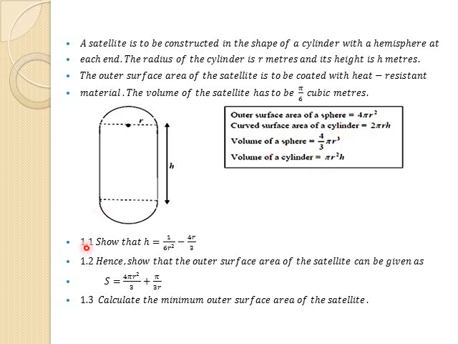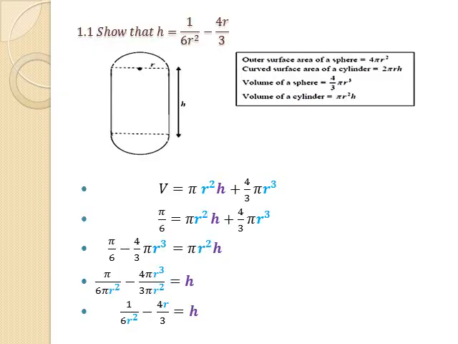cylinder. So 1.1: show that h equals 1 over 6r squared minus 4r over 3. 1.2: show that the outer surface area of the satellite can be given as S equals 4 pi r squared over 3 plus pi over 3r. 1.3: calculate the minimum outer surface area of the satellite. You can pause here and attempt to answer it and then follow what I've done, but I'll be explaining now. Again, they say show that h equals 1 over 6r squared minus 4r over 3.